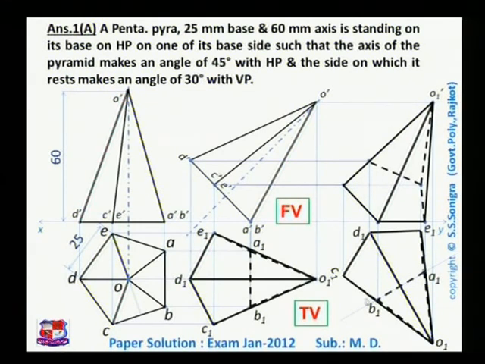Insert the dimensions at least once. The side length is 25 mm, height is 60 mm, and the angles: this is 30 degrees, this is 45 degrees and this angle is 30 degrees. The problem is asked for 8 marks, so 1 mark for each and 2 marks for clarity and naming of the points and dimensions. So 1, 1, 1, 1, 6, plus 1 is 7, plus 1 is 8. If you draw this in the examination answer sheets, you will get full marks.